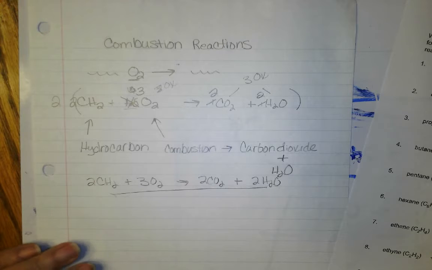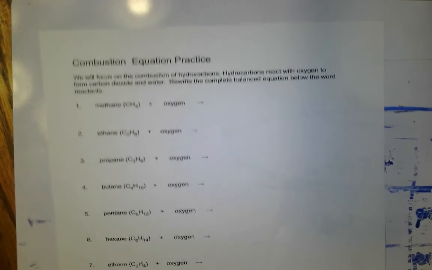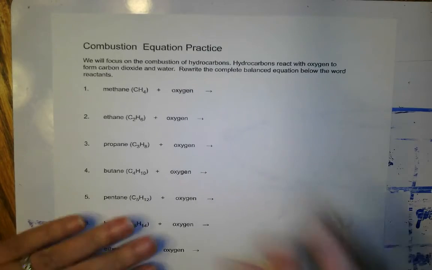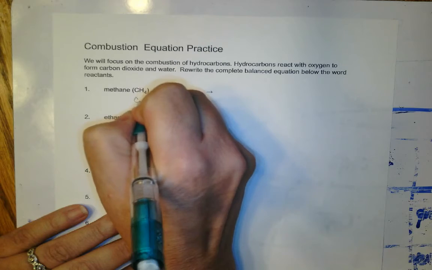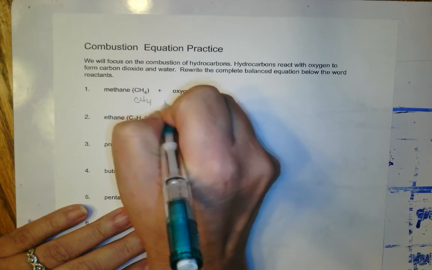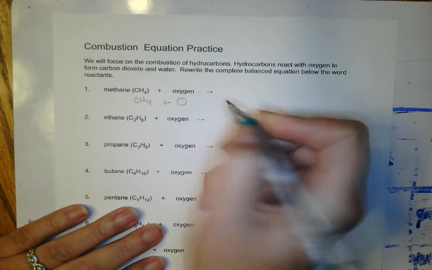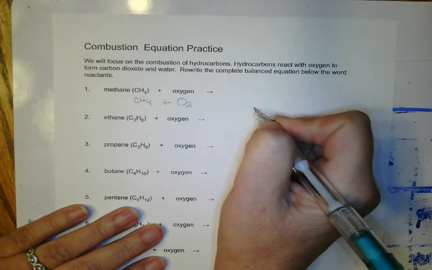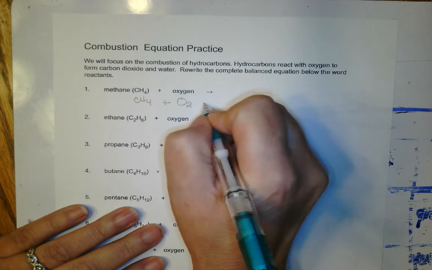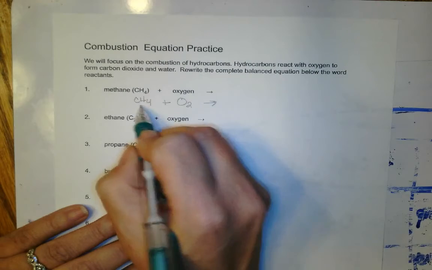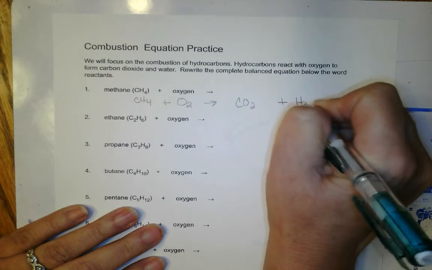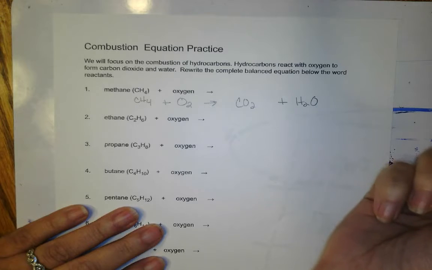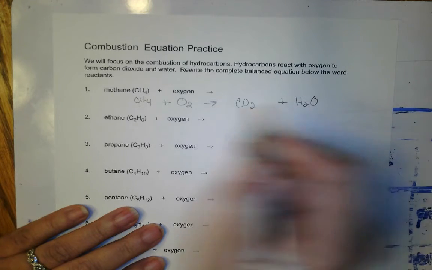Okay, so let's go ahead and do 2 from your worksheet. Okay, so you have to write this, and we're going to write it right below. You can do it on paper or you can type it in. We have CH4 plus oxygen. Now this is a Brinkelhoff, so we have to put a 2 there, okay? So we have methane plus oxygen is going to make, this is a hydrocarbon combustion, so it's going to make CO2 plus H2O.